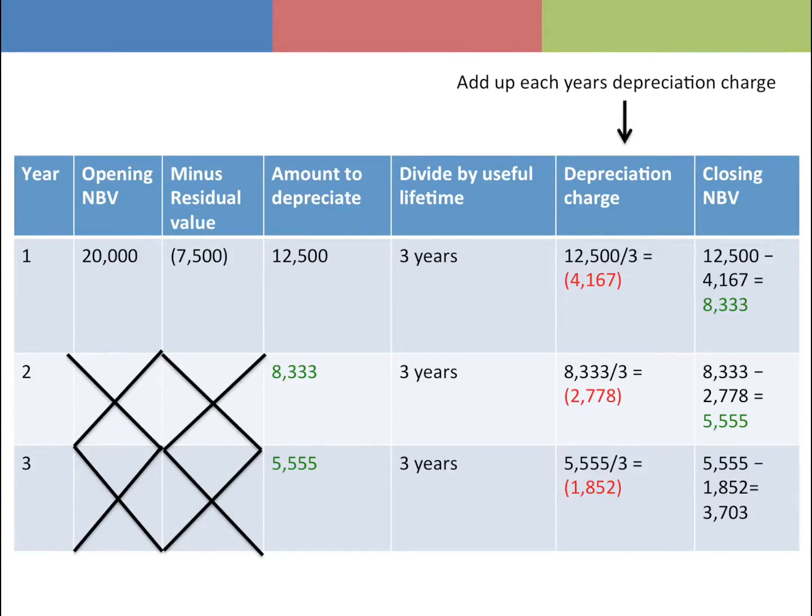So now what we need to do is add up all the depreciation rates for all 3 years to give us a total depreciation charge. To make things easier, I've made a table which shows in red the depreciation charges and in green the net book values that will be carried on to the next year. If we add the 4,167 from the first year, the 2,778 from the second year, and the 1,852 from the third year, that gives us a total depreciation charge of 8,797.